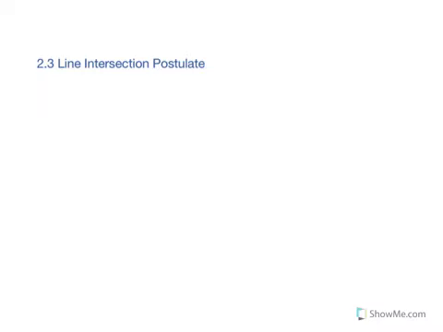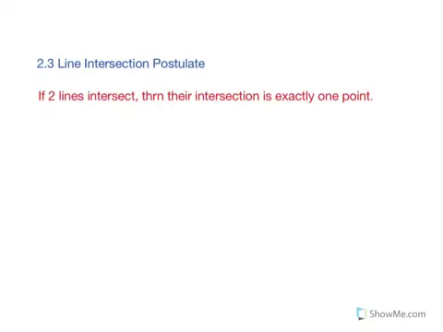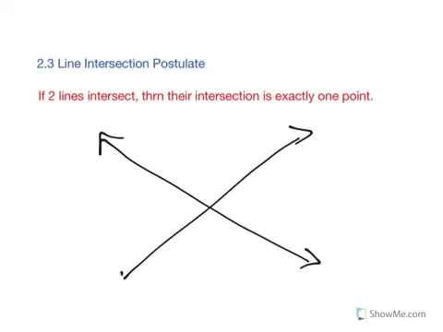Next postulate is postulate 2.3, the line intersection postulate. And this postulate states that if 2 lines intersect, then their intersection is exactly 1 point. So an example of that would be if I have 2 lines drawn, and we're going to label one line N, and we'll do the other line as M. And we can see where they intersect, that means where they cross, they form a point. And we're going to call that point C. So anytime we have 2 lines that intersect, they make a point.